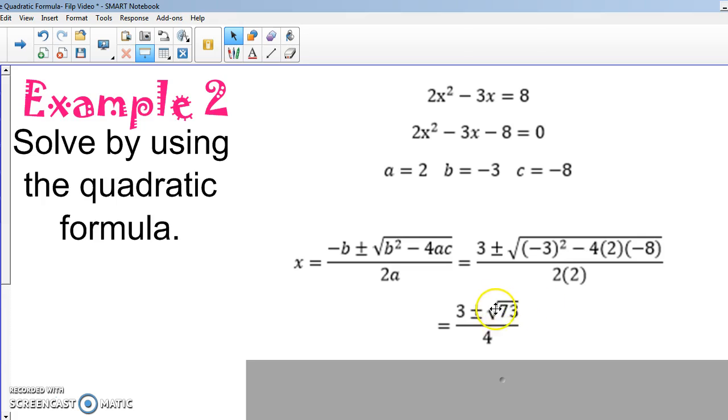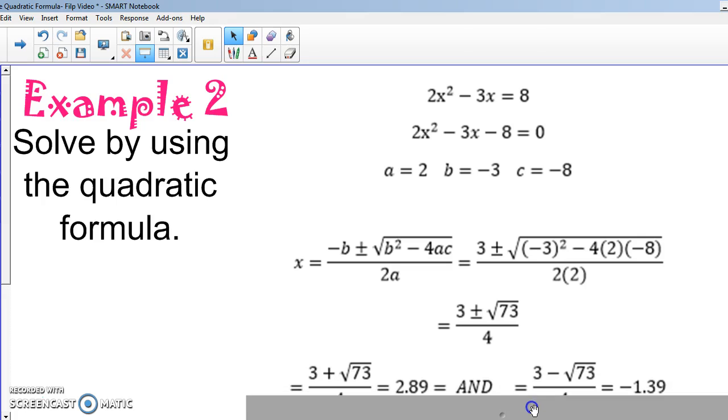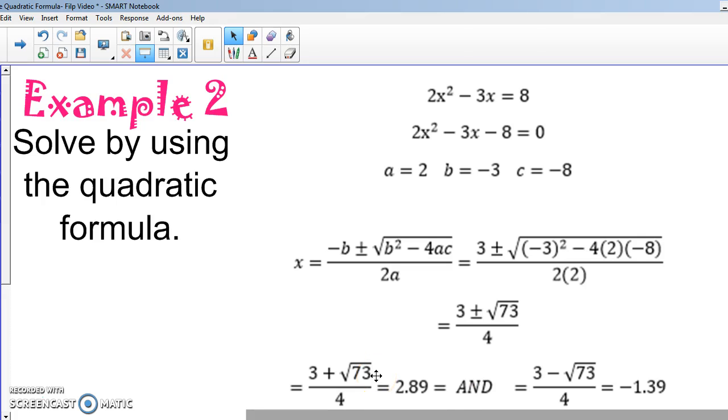Now, if you type in the square root of 73 in your calculator, you'll notice that that isn't a square root that we can take. It's not like the last example. The last example was the square root of 25. We knew the square root of 25 was 5. So since there's nothing we can do with the square root of 73, we're going to leave our answer as the square root of 73. And we're going to type it in the calculator.